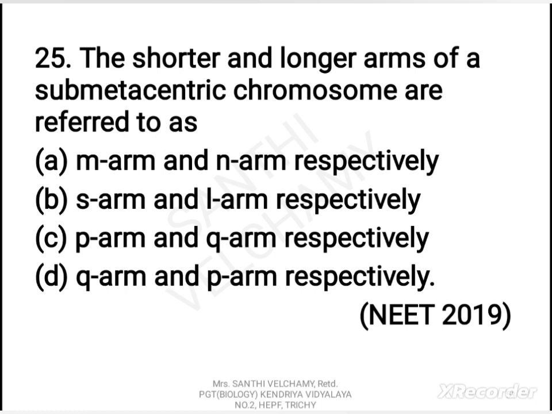Now the 25th question. The shorter and longer arms of a submetacentric chromosome are referred to as A. M-arm and N-arm respectively. B. S-arm and I-arm respectively. C. P-arm and Q-arm respectively. D. Q-arm and P-arm respectively. The correct answer is C. The short arm of a chromosome is termed the P-arm, and the longer arm is referred to as the Q-arm. So that's why C is the correct answer.